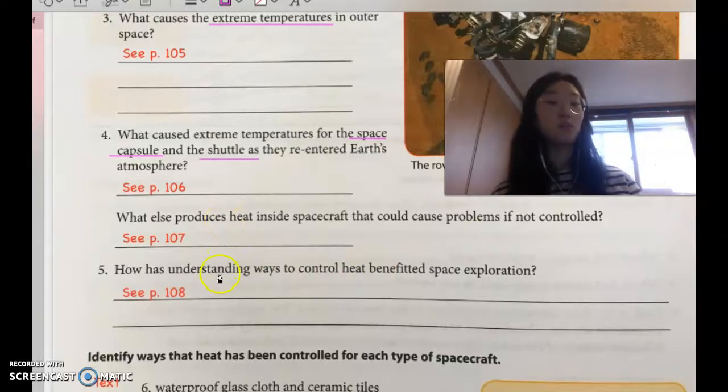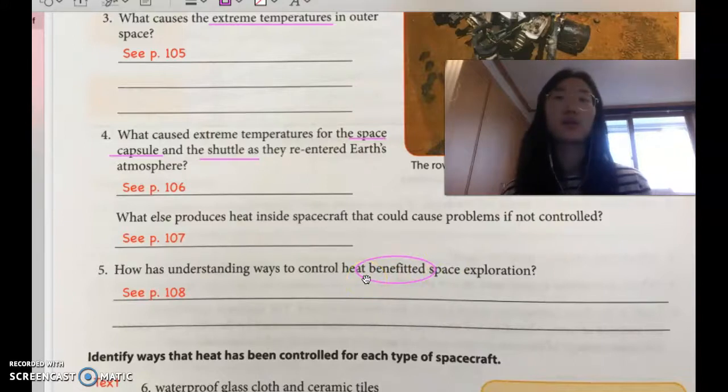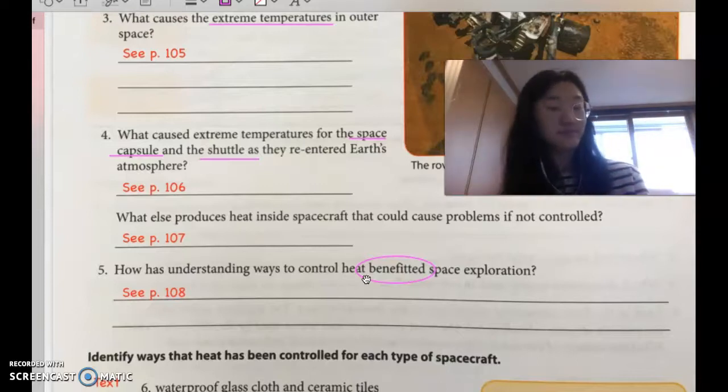Hint, you're probably using one of these things right now. And number 6, how has understanding ways to control heat benefited space exploration? So now that we know a little bit about heat and how to control it, why is this important? How did this make space travel better?